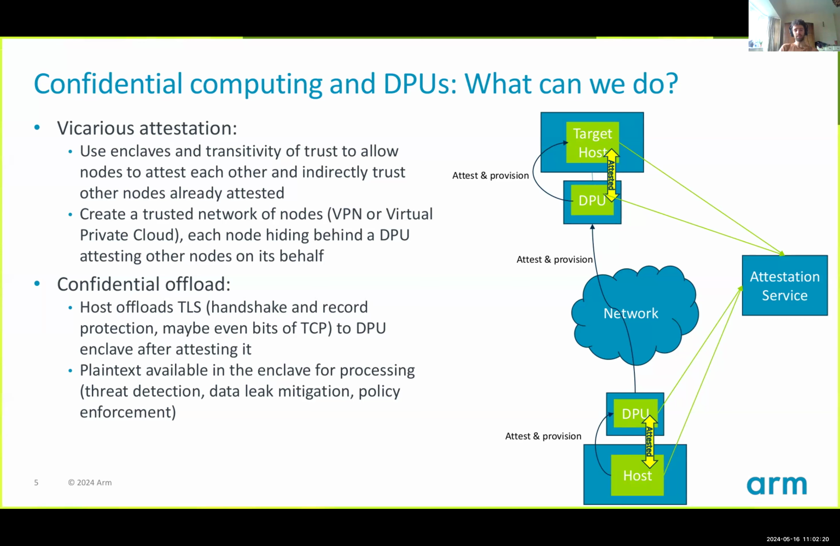And in addition to that, the DPU would have access to the plaintext inside its enclave, so it would be able to enforce any kind of policy on traffic. So it could behave as a confidential middle box. So it could be used for threat detection, IDS, mitigating data leaks, enforcing privacy regulations, this kind of stuff. Any question on this? No. Okay.